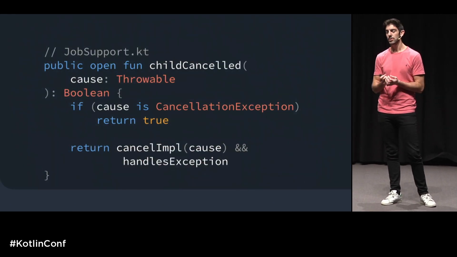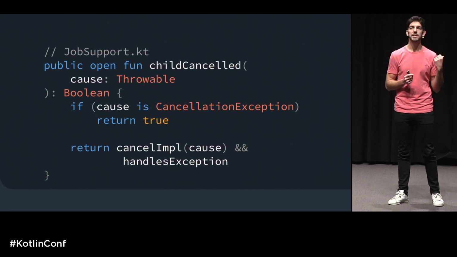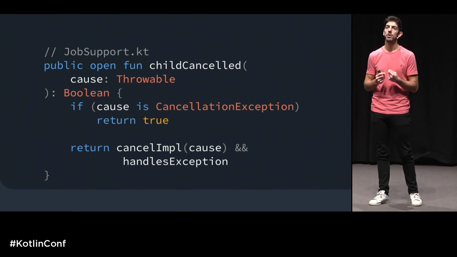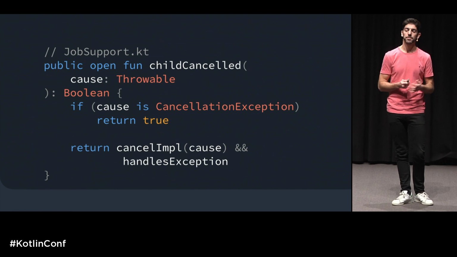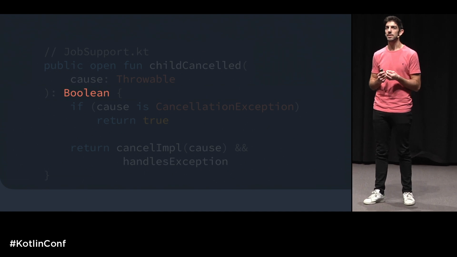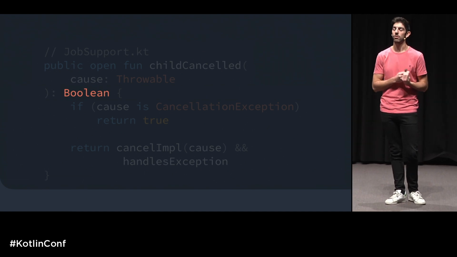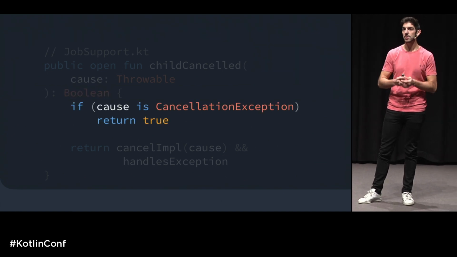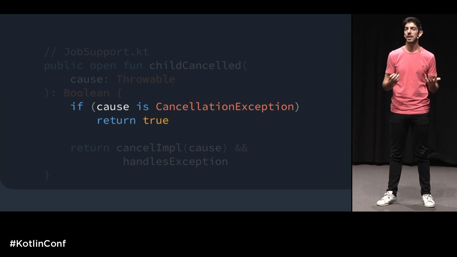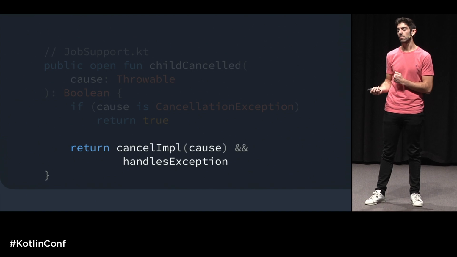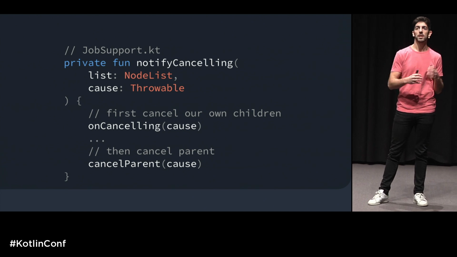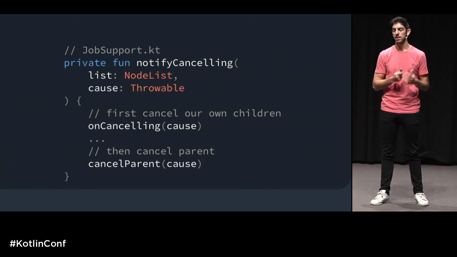So if we take a look at the source code in the JobSupport file, we'll see kind of the same method that we saw before. And this childCancelled is going to be called in the parent job when a child failed because of a cause. And here, the important bit is the Boolean return type, which represents whether the exception has been handled or not. So we saw for cancellation, because it's just the normal coroutines machinery, it's always going to return true because it was expected. But if not, it's going to do something else. So if we step into the code, we will see that first it's going to cancel the children, and then it's going to propagate the cancellation up, just as we saw.